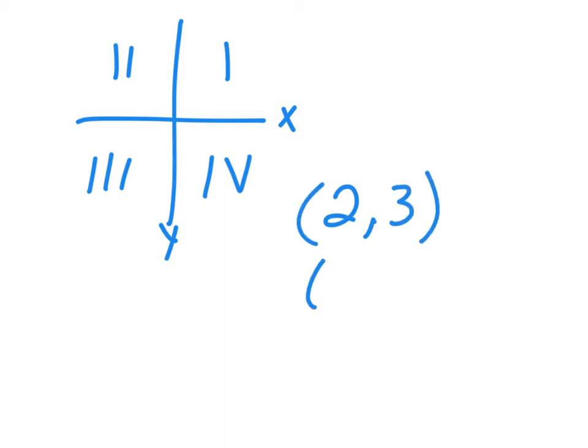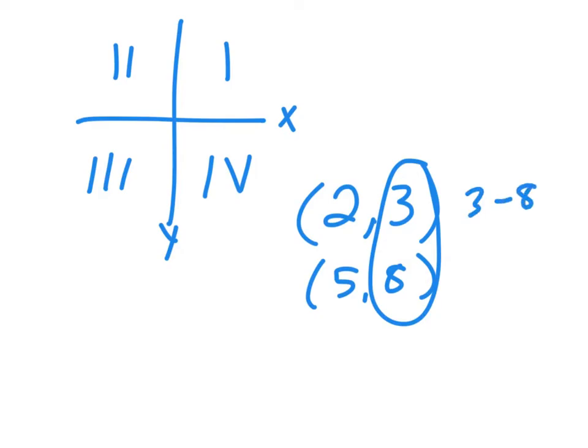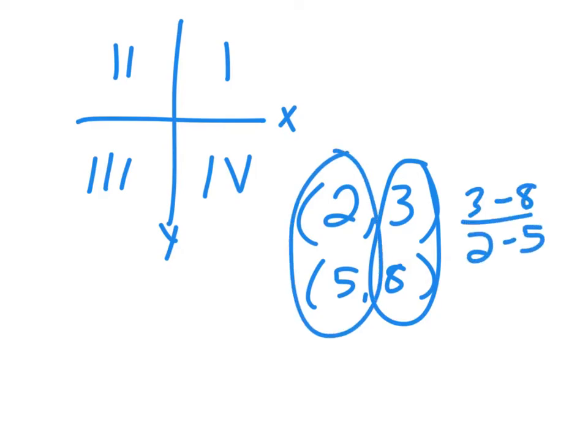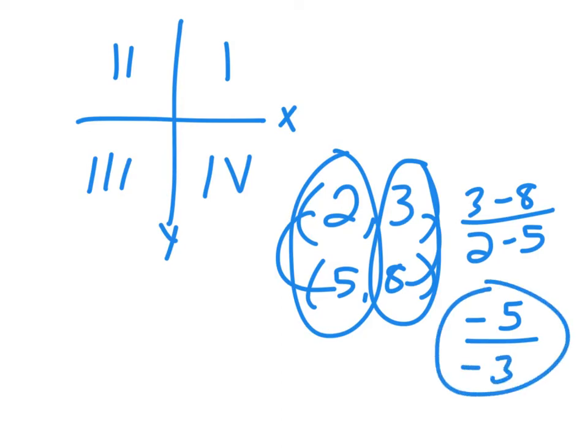And so here's an ordered pair, and here's an ordered pair. And all you have to do is subtract the y's, 3 minus 8, and subtract the x's, 2 minus 5. It doesn't matter if you take 8 minus 3 or 5 minus 2 or vice versa, you still get the same answer. So in this case, negative 5 over negative 3, so the slope is 5/3.